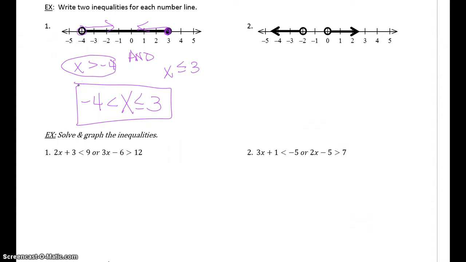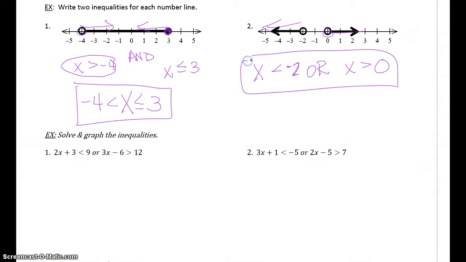Okay, so for a compound inequality that goes in opposite directions, we know that this is going to be an or. For the right one, we have greater than because it's going to the right, so x is greater than 0. This one is going to the left, so that is going to be less than -2. And that's all you could do, because it's an or. It means one or the other. You do not write those together.